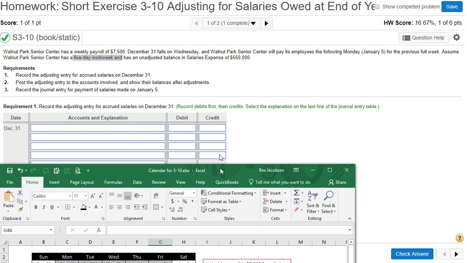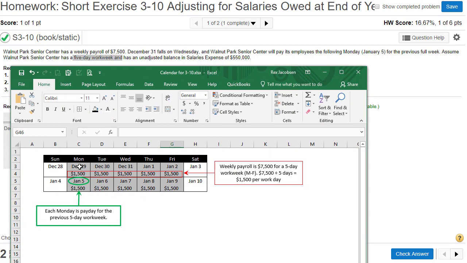So in Excel, I've created a little calendar, and the 5 work days are in gray. Those are the only days that the people are getting paid for. The company has a weekly payroll of $7,500 for a 5-day work week, Monday through Friday. So that means $7,500 divided by 5 days, which turns out to be $1,500 per day. I plugged in $1,500 per day to show exactly what's going on. And each Monday is payday. So the work week in the red triangle will be paid on the following Monday, January 5th.